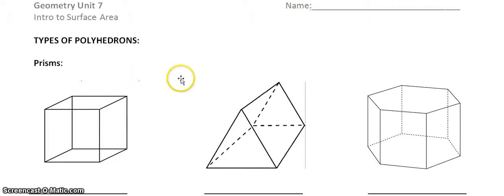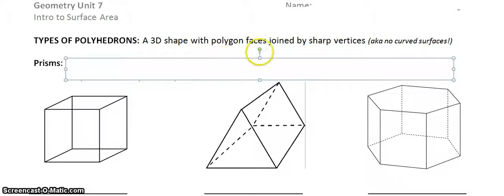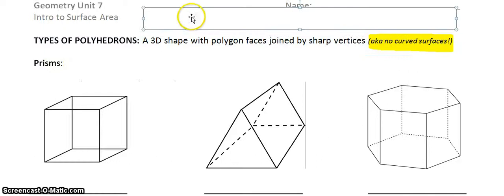So the first types of 3D shapes we are going to study are called polyhedrons. And a polyhedron is a 3D shape with polygon faces that are joined by sharp vertices. In other words, a polyhedron cannot have any curved surfaces. No curved surfaces. Please write this definition down and any definition as we go through the video.